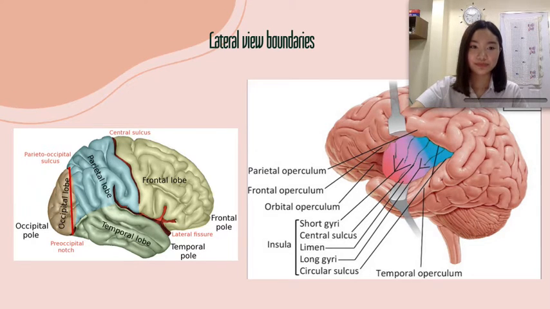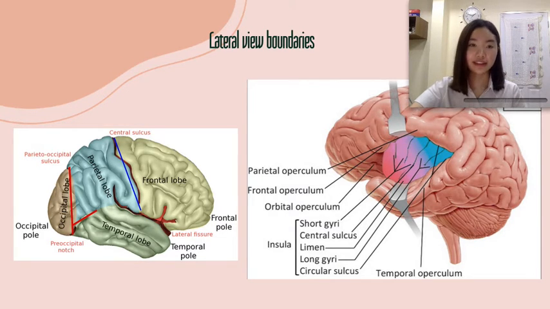And this red line is called the imaginary line, and it connects the parietal occipital sulcus to the preoccipital notch, and it separates the occipital lobe from the parietal lobe. This is the second imaginary line, and it is the backward continuation of the posterior ramus of the lateral sulcus to meet the first line.